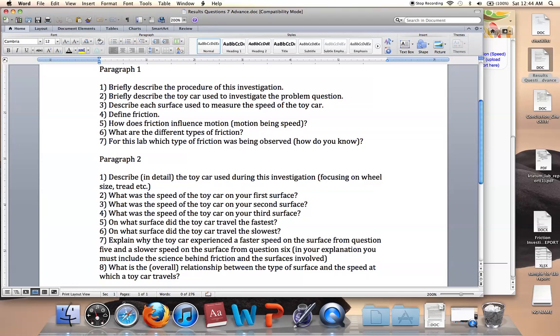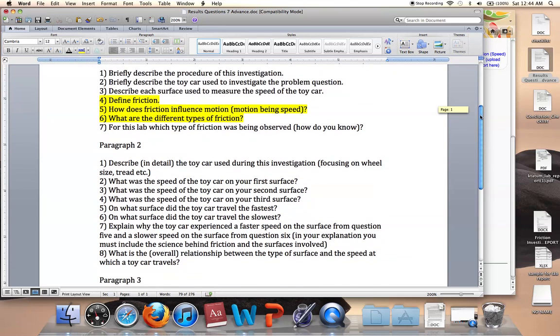So in paragraph 1, you are briefly describing the procedure. You're briefly describing your toy car. You're briefly describing each surface tested. You're defining friction. You are telling me how friction influences motion. You are identifying the different types of friction and identifying which type of friction was being observed. Now for these 3 questions, this is the background research for our lab, and these 3 questions can be answered by using information in your science textbook.